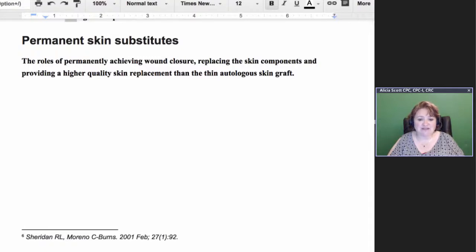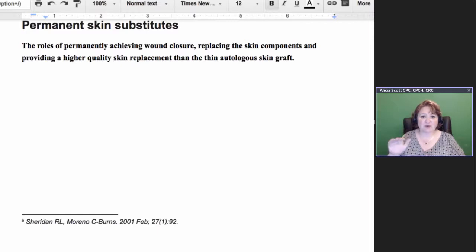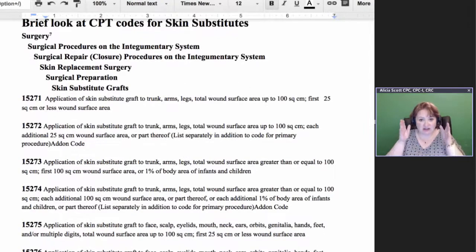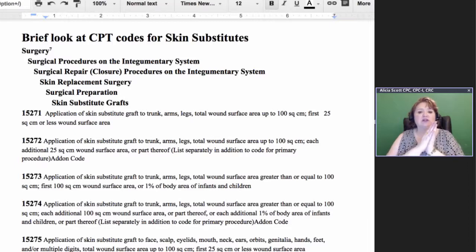Higher quality skin replacement. Again, we're not going to deal with the temporary that we don't know how it's going to look. It's going to be permanent. Now, let's real quickly look at some of the coding that would be involved with skin substitutes and how to look them up. The first thing you would look up is surgery, surgical procedure on the integumentary system, surgical repair or closure. You didn't think about that, right? Because we're actually closing the wound by putting something temporary over it, and then procedures on the integumentary system, skin replacement surgery, and then surgical preparation.